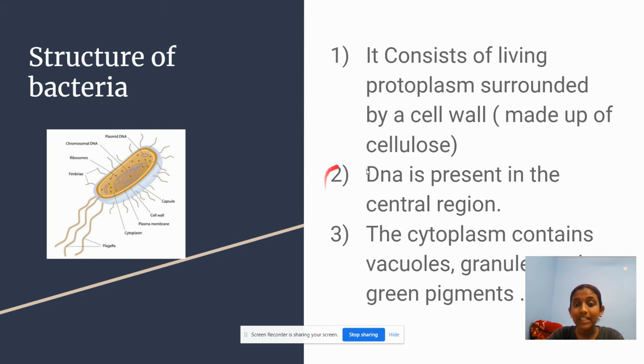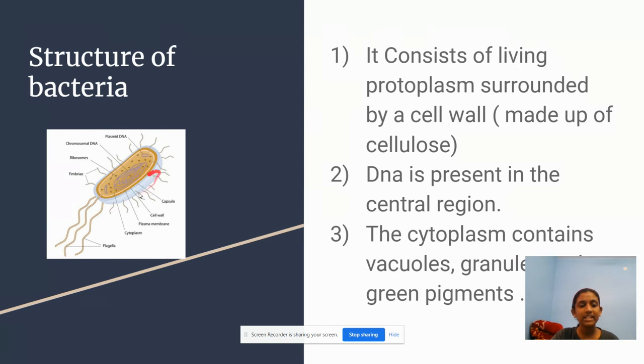Okay. Second point is DNA is present in the central region. See, in normal eukaryotic cells, the cell contains a nucleus. In the nucleus, it contains the chromosomal DNA. Yes, everyone agrees. But bacteria are prokaryotic cells. So bacteria do not contain any nucleus, or you can say a primitive nucleus. So how will the DNA adjust there? It just floats in the central region of their body.